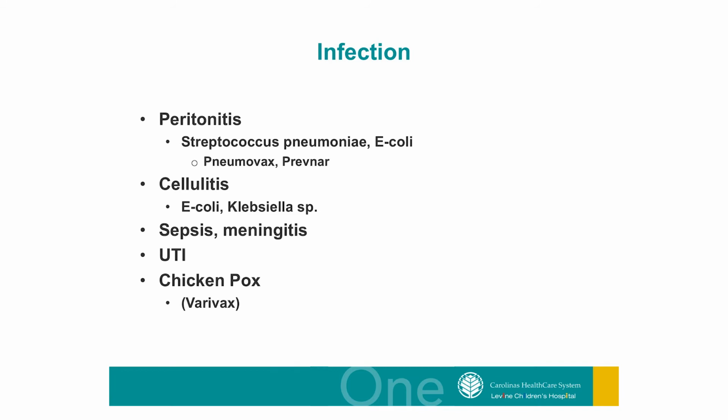Pneumovax and Prevnar, which continue to expand in the serotypes that they cover, have certainly lessened this. I used to see a fair amount of peritonitis when I was in training. We kind of went through a period where we didn't see much. Just because they're immunized against these things, they still get peritonitis, and we see that with some degree of frequency still. They can get cellulitis.